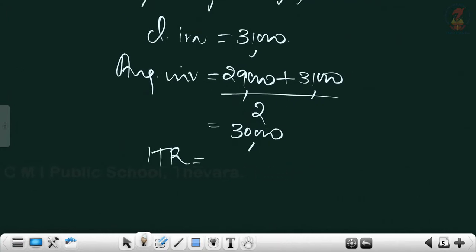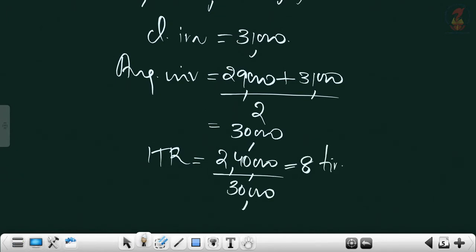ITR, or inventory turnover ratio, finally is equal to cost of goods sold 2,40,000 divided by 30,000. So the final answer will be 8 times.